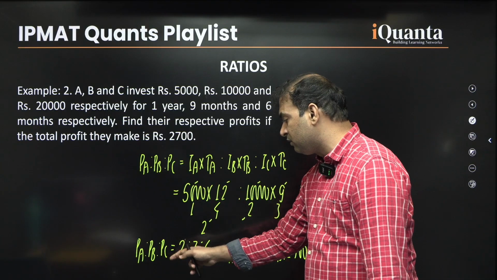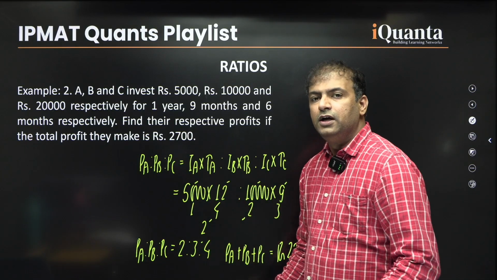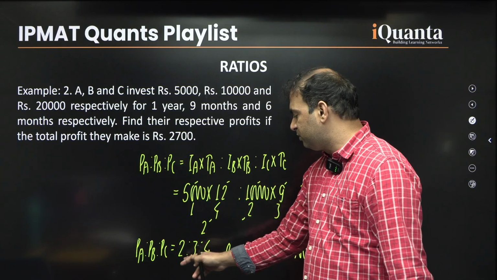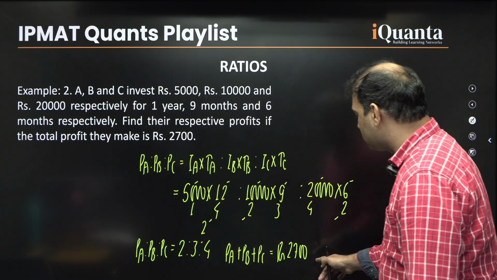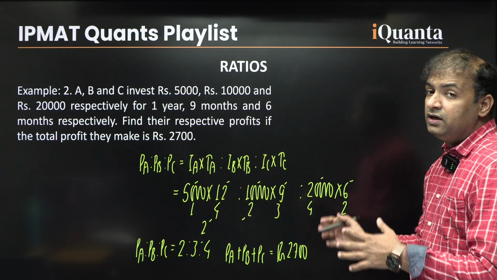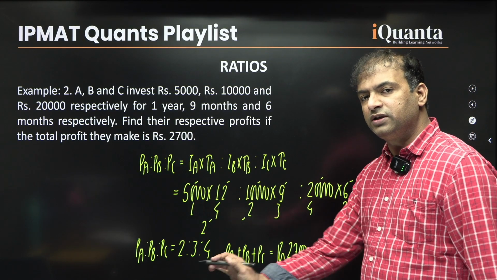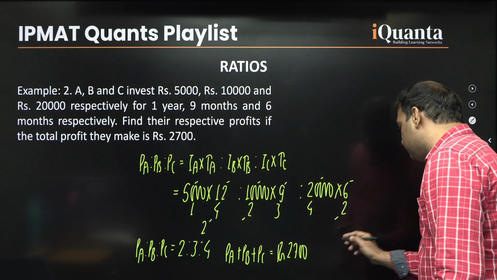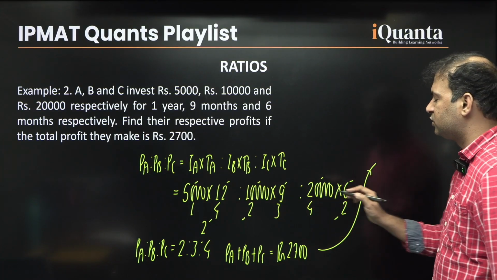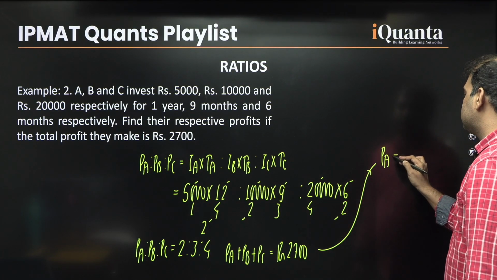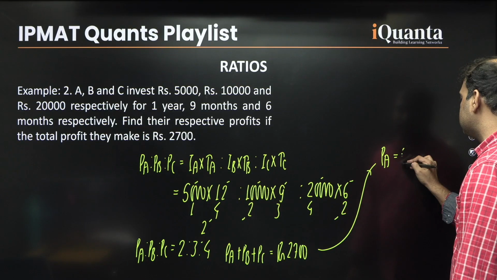Let's assume the profits of A, B, C are 2, 3 and 4, which sums to 9, right? 2 plus 3 plus 4 is 9, and the total profit in real is given 2,700. So 9 of the assumption is 2,700 of the real. That means one of the assumption is 300 of the real. Okay, that means the real profit of A, which is 2, should be 600. 1 is 300, so 2 has to be 600.